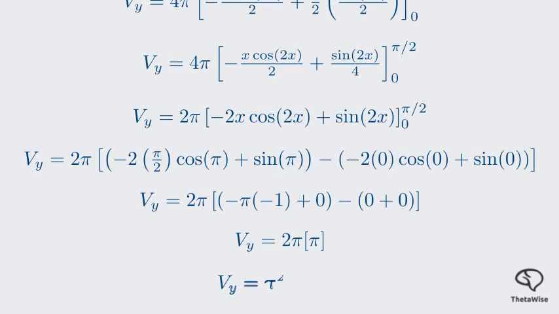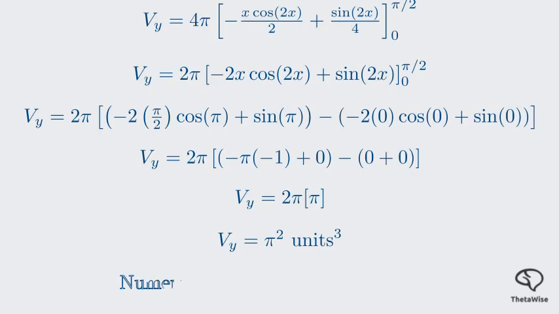And once again, we get pi squared cubic units, or approximately 9.870 units cubed. In this specific and rare case, rotating about the x-axis gave the same volume as rotating about the y-axis. Let's move on to our next example.